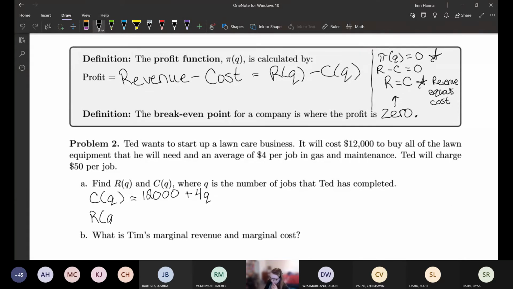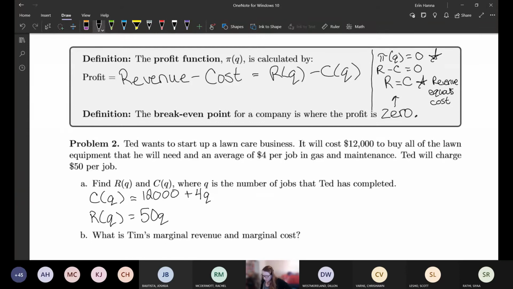And our revenue, well, our revenue is price times quantity. So the price that he's charging per job is $50. So our revenue would be 50Q. And that's it. Revenue is like the simplest one in my mind.